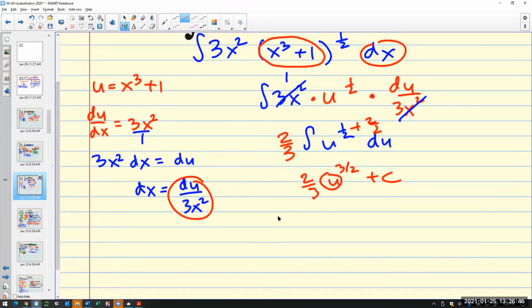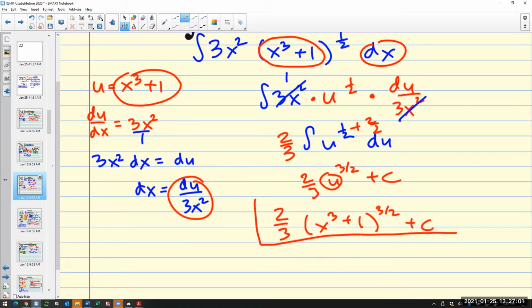Yeah, plug in your u. So 2/3, my u is right here. Plug it in, put it in parentheses. x cubed plus 1 to the 3 halves plus C. Okay, you got it? All right, and so this is the right answer. Okay. You ready for another one, guys?